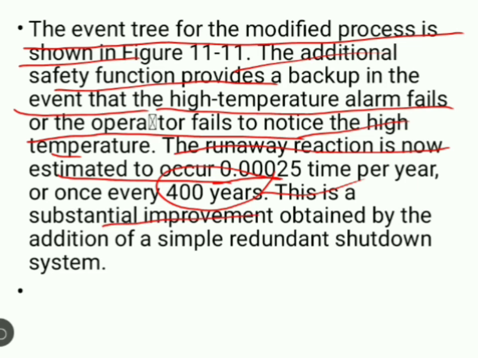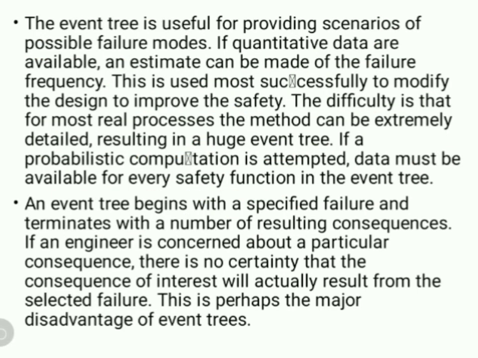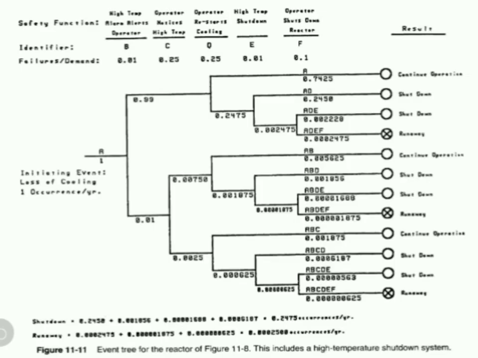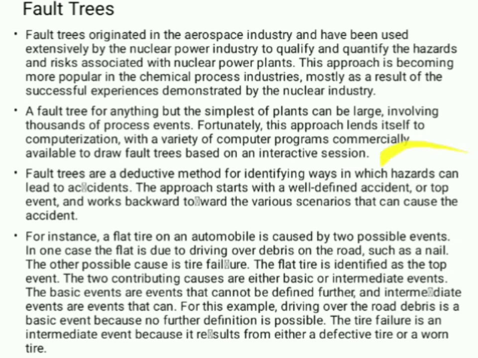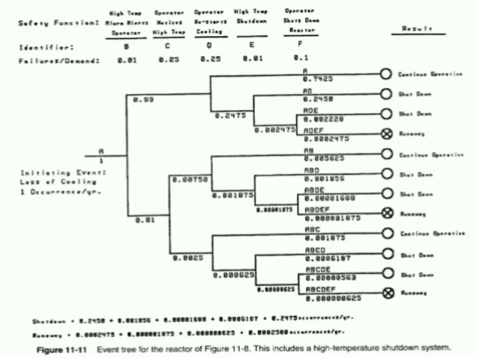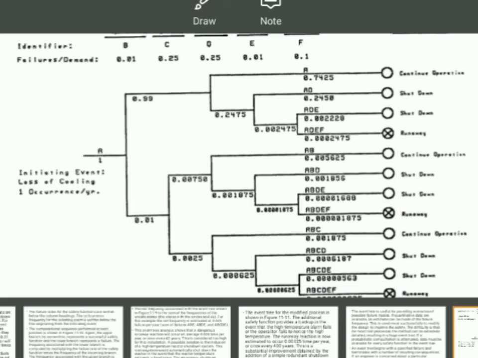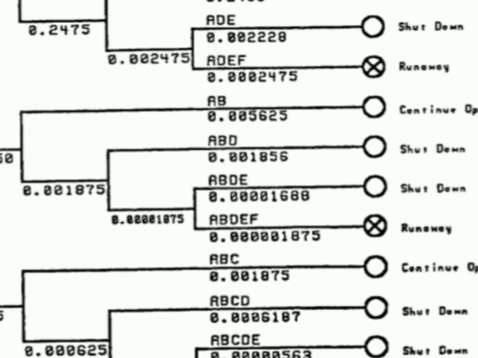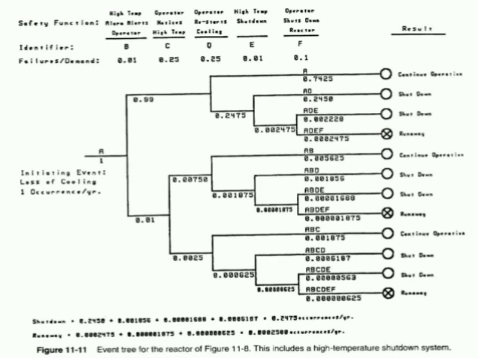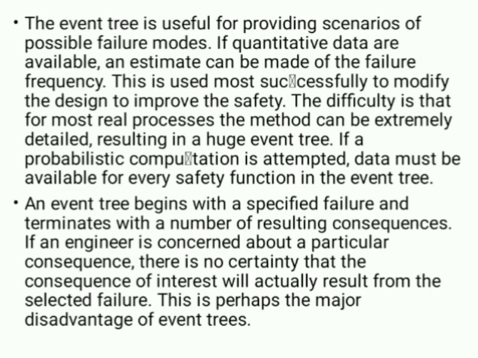So how is it done? From this diagram we can see that the additional shutdown system has been installed. It is added into that reactor, added into that system. So this is how we can give the data. Preventive measures can be included by using event trees. That is the use of event trees that we can see.